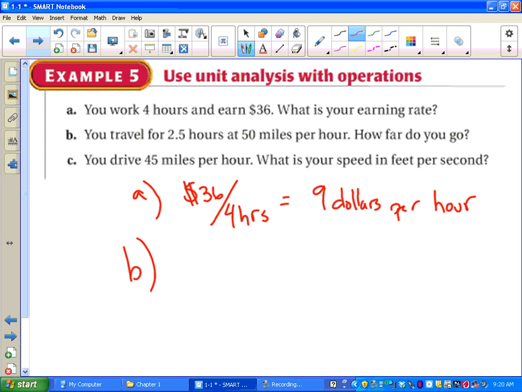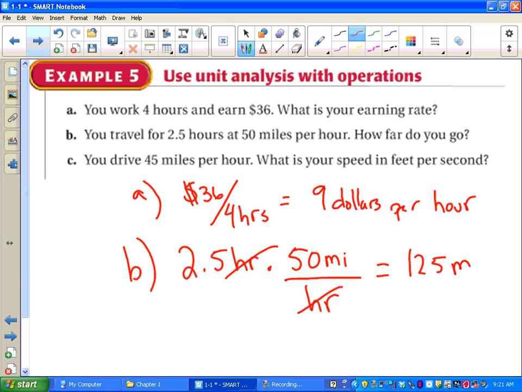So if we're going 50 miles per hour for 2.5 hours, we can say we're going 2.5 hours times 50 miles per hour. The units cancel. We're left with 2.5 times 50. You could put that into a calculator, or you can multiply it on your own, and we get 125 miles.